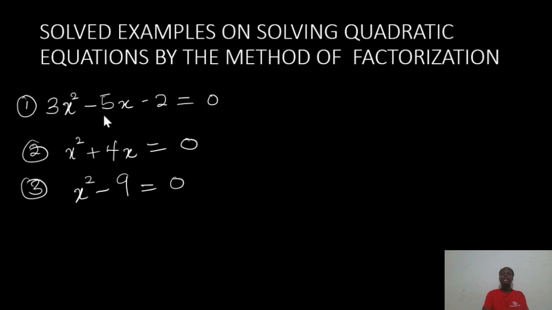The next example is x squared plus 4x equal to 0. It's still a quadratic equation because we said a quadratic equation has the highest degree of the independent variable as 2. So it's a quadratic equation. Since it's made up of only two terms, let's try and see if we can factorize from here.